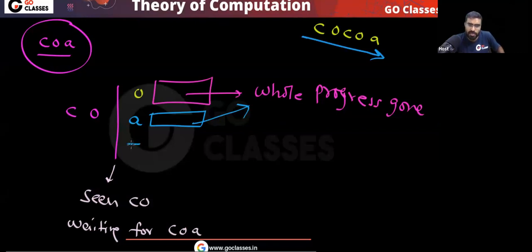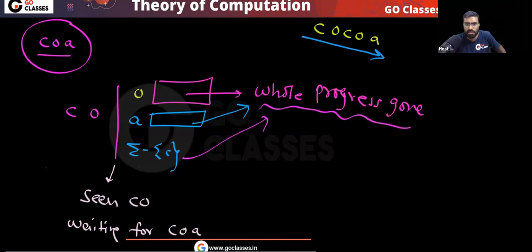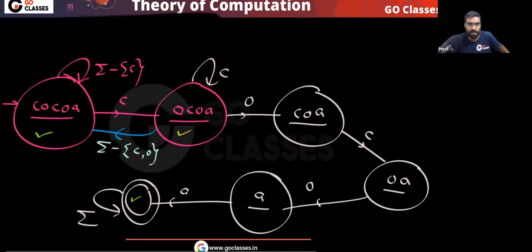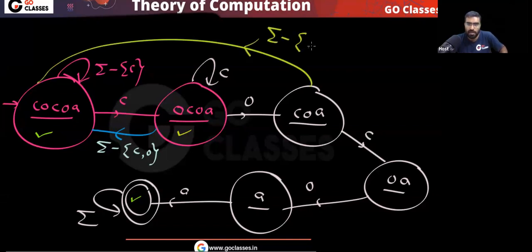Any other symbol comes. Actually, I can say that any symbol other than C comes, the whole progress is gone. Yes or no? So very simple. I can say in this state, if any symbol comes other than C, then the whole progress is gone. So now this state is also over.